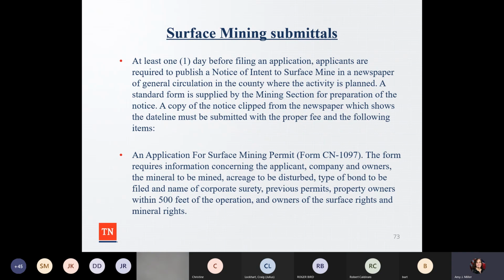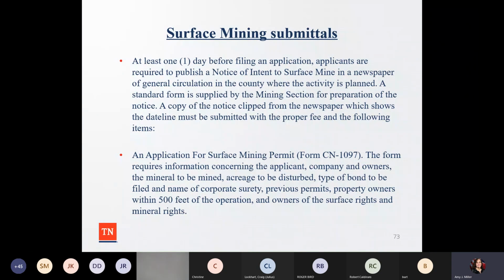And then again, there is a little bit of a time period before you can start surface mining. You have to wait at least 1 day before filing an application. The applicants are required to publish a notice of intent to surface mine in a newspaper of general circulation in the county where the activity is planned.